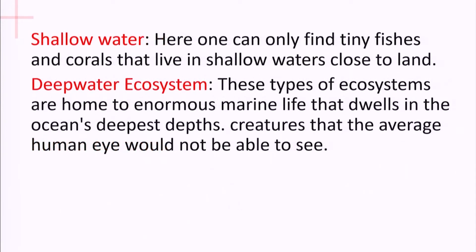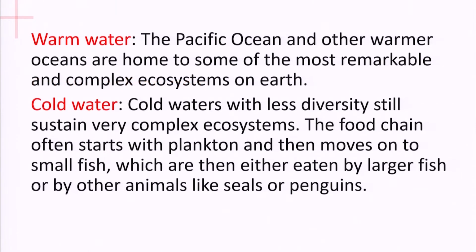The shallow water ecosystem is one where we find very tiny fishes since the water is very shallow, and corals that live in shallow waters are also found when they are close to the land. Deep water ecosystems are home to enormous marine life that dwells in the ocean's deepest depths. Creatures which the average human eye may not be able to see. Warm water ecosystem. The Pacific Ocean and other warmer oceans are home to some of the most remarkable and complex ecosystems on Earth. The cold water ecosystem.